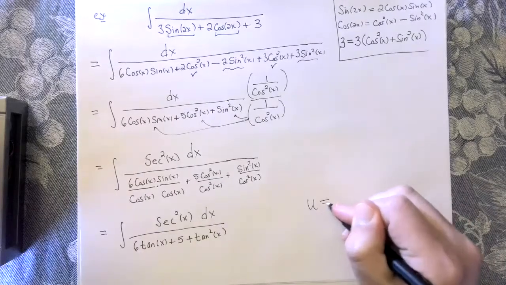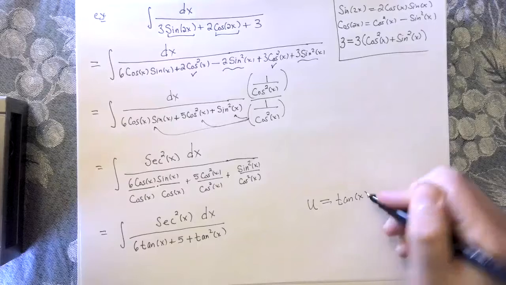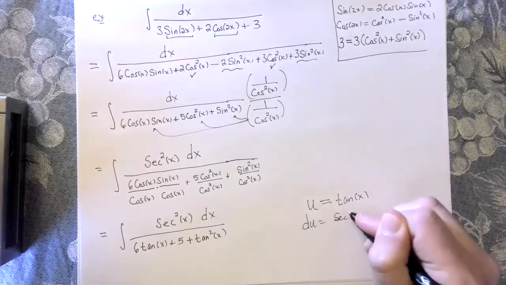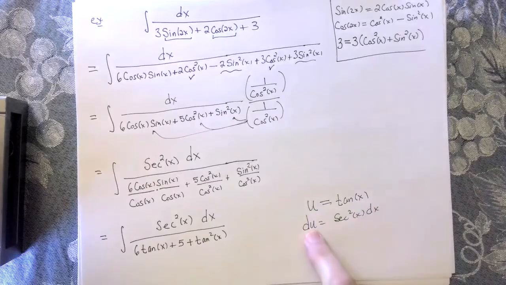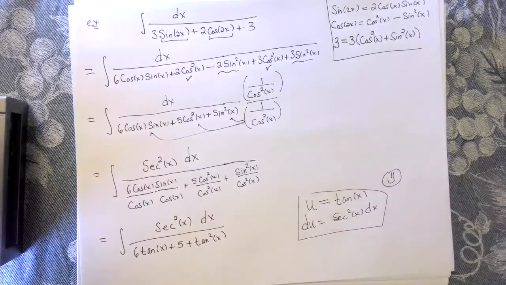Let's use a u substitution. Let's let u equal tangent of x. And I know that's going to be helpful because when I take the derivative, that gives me exactly secant squared of x dx. That means for this choice of u, this will take care of this. So I get all of this in terms of my new substitution variable u, so I'm pretty happy with that. That makes me really happy.